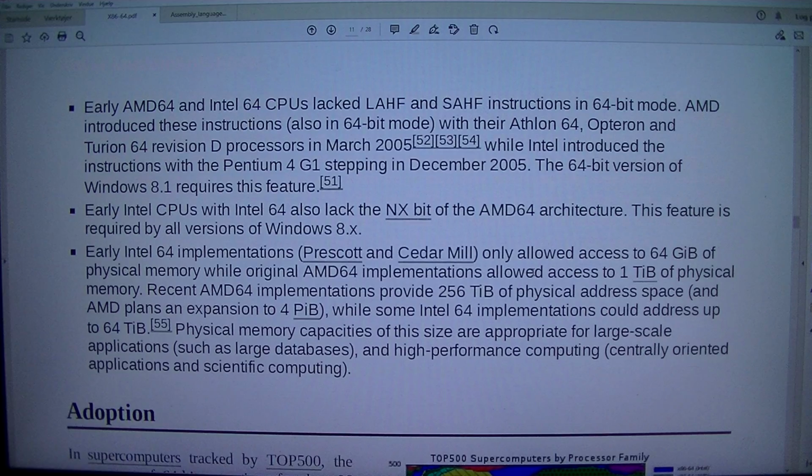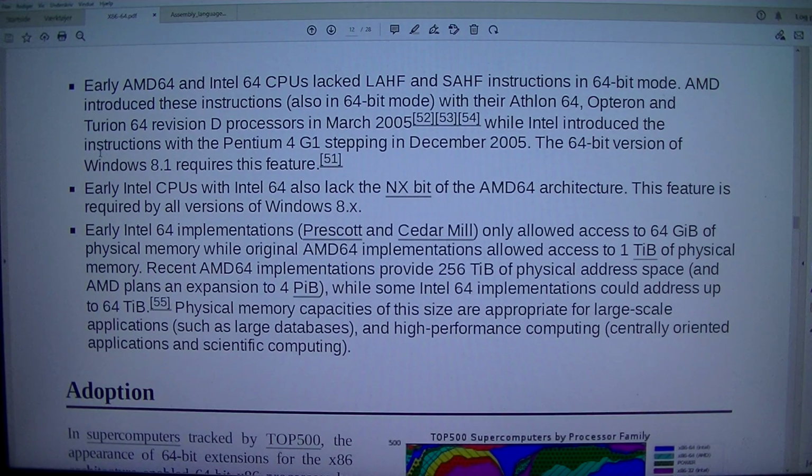Early AMD64 and Intel 64 CPUs lacked LAHF and SAHF instructions in 64-bit mode. AMD introduced these instructions, also in 64-bit mode, with their Athlon 64, Opteron and Turion 64 Revision D processors in March 2005, while Intel introduced the instructions with the Pentium 4 G1 stepping in December 2005. The 64-bit version of Windows 8.1 requires this feature.